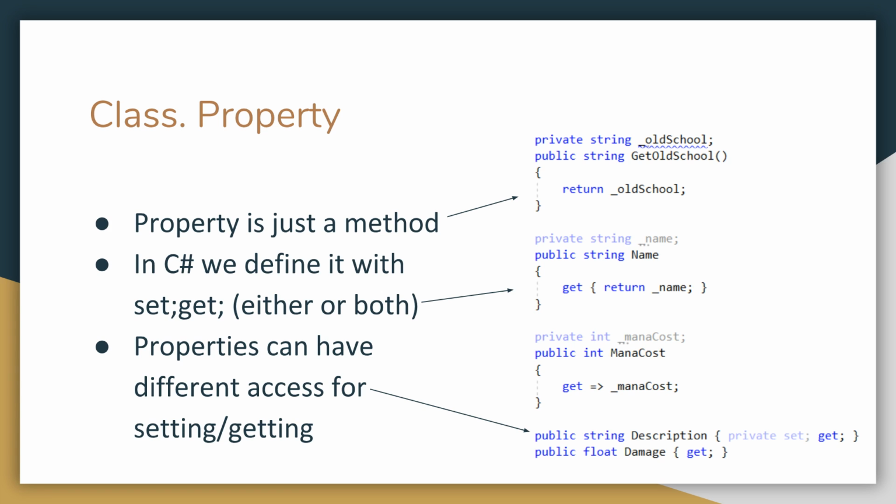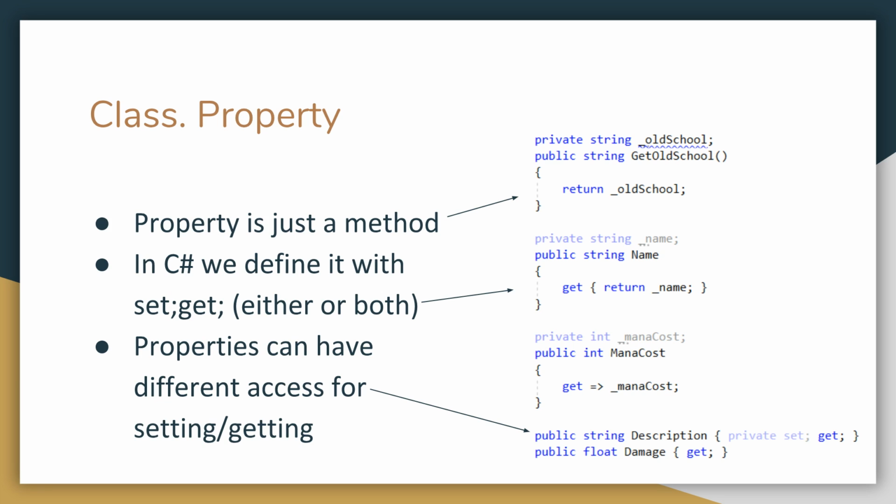So in the second example, we have a private string name and a public string Name capitalized, and inside of it, it's a property. So this property has a single get method, and through that method we return a name. The third example shows an expression-bodied getter which gets a mana cost.